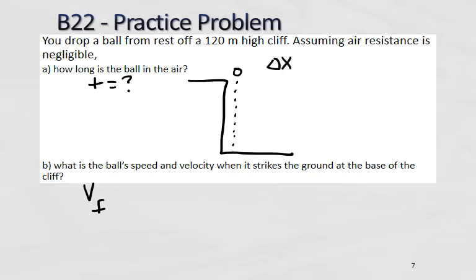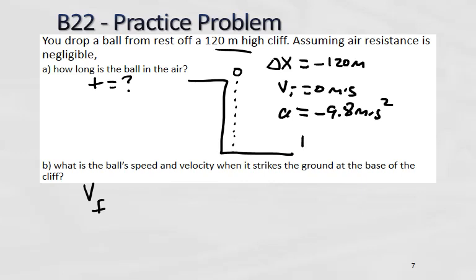And our delta x as it falls will be negative 120 meters. V initial is 0. Acceleration is negative 9.8 meters per second squared. And we're looking for how much time does it take to reach the ground. And then for this one, how fast is it when it hits the ground? You can work through that as well. So yeah, go ahead and pause the clip and give this a try, and when you're ready to check, you can hit play to continue.